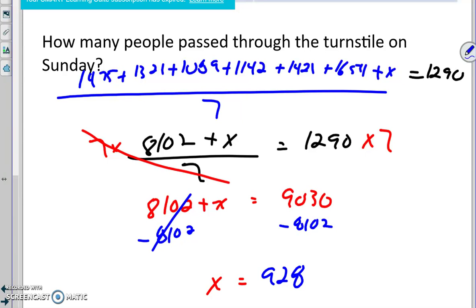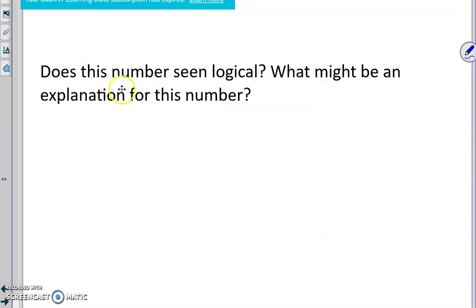Does something about that number 928 sound like it could be right? Are you saying that the number's lower? Is that what you're recognizing? All of these numbers are above 1,000, right? They're all 4-digit numbers. 1475, 1321. The smallest one is this day here, 1,089. This number is clearly less. Does it seem logical?